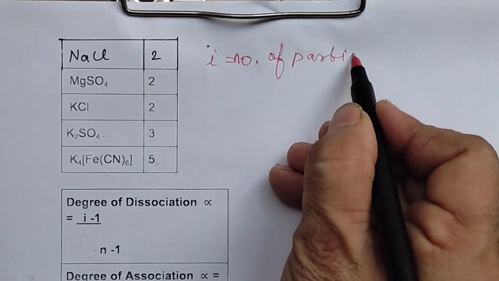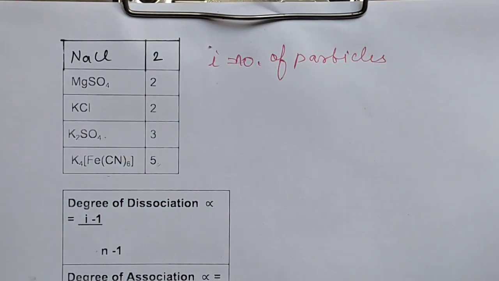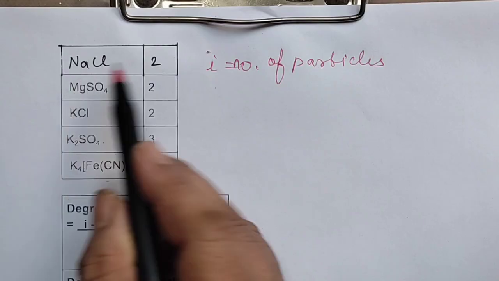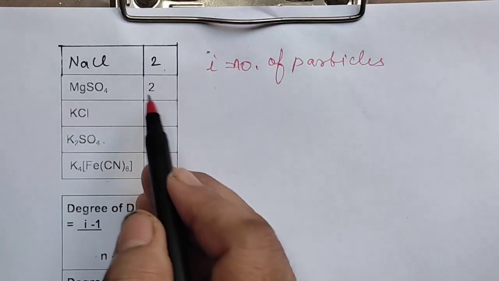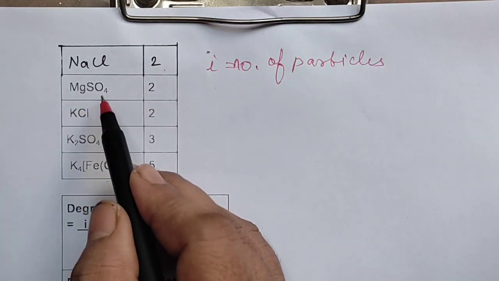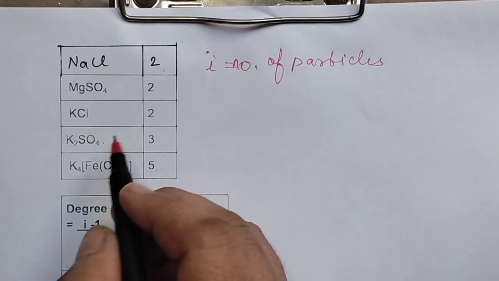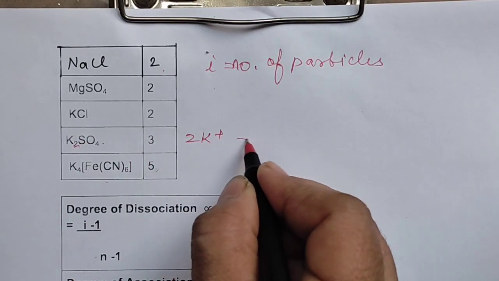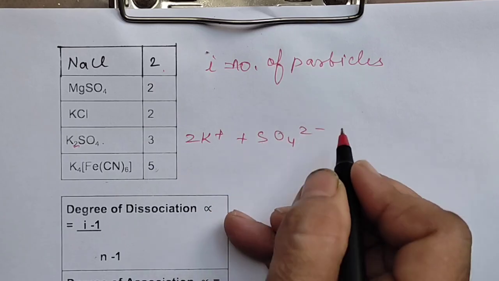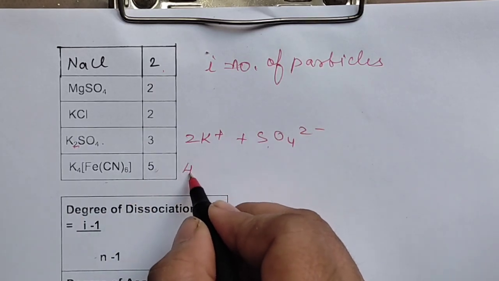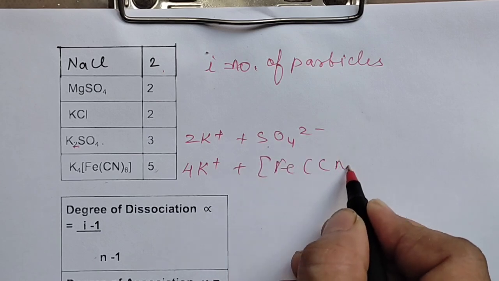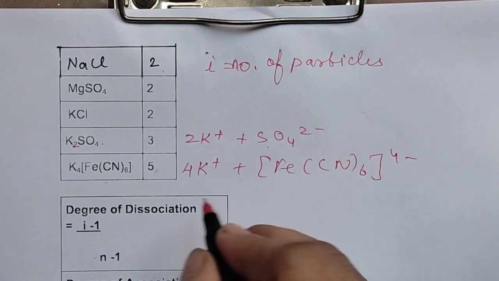For example, NaCl ionizes to form 2 ions. So if it is ionizing completely, 100% dissociation is there. For this, i will be 2. MgSO4 will be 2 because it forms 1 magnesium and 1 sulfate ion. KCl is 2. Potassium sulfate will be 3 because it forms 2 potassium ions and 1 sulfate ion. Potassium ferrocyanide will be 5 because it forms 4 potassium ions and 1 complex ion, Fe(CN)6 4 minus. So total 4 plus 1, 5.